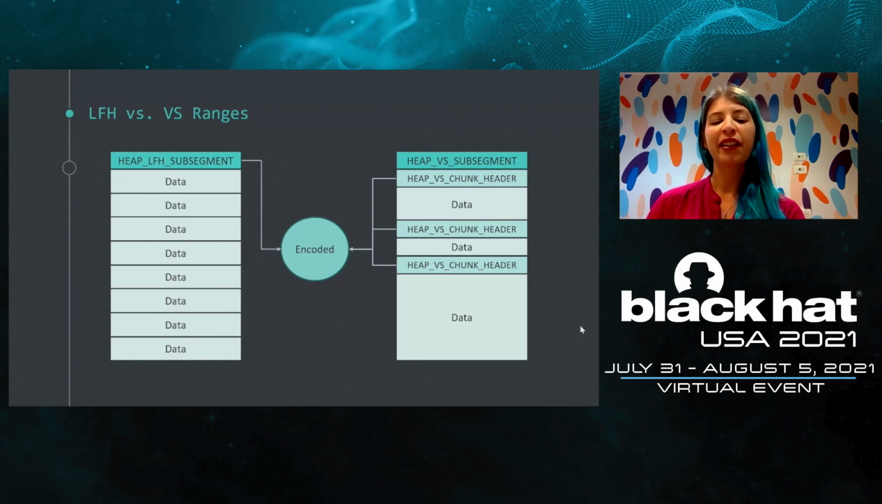So this will be the LFH subsegment header and the heap VS chunk header. Both have size information, so both will be encoded. The VS headers will be encoded with the heap key, and the LFH subsegment will be encoded with the LFH key, which is another key also determined at boot, also saved in the kernel and not exported. Now, every data block will start with a pool header, just for compatibility reasons and as a place to store the pool tag.